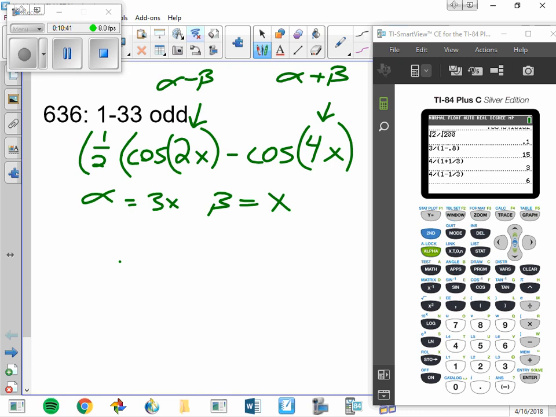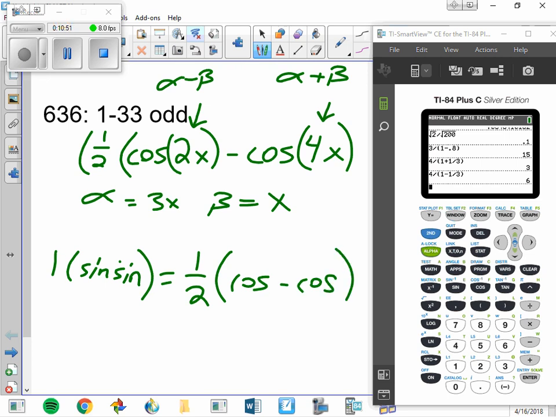So I have 1 times sine equals 1/2 times cosine minus cosine. That's what I'm supposed to see, right? But this number is a 1, which means this number right here is a 1. The formula says this number is supposed to be a 1/2. So what number should go in front so that the 1/2 is actually a 1? 2. So Nate was right.